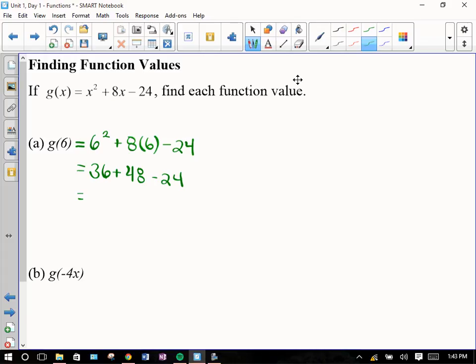Again, you can type all that into your calculator when you're doing homework. 36 plus 48 is going to be 84. And then 84 minus 24 is going to be equal to 60. So g of 6 is equal to 60. Pretty easy.